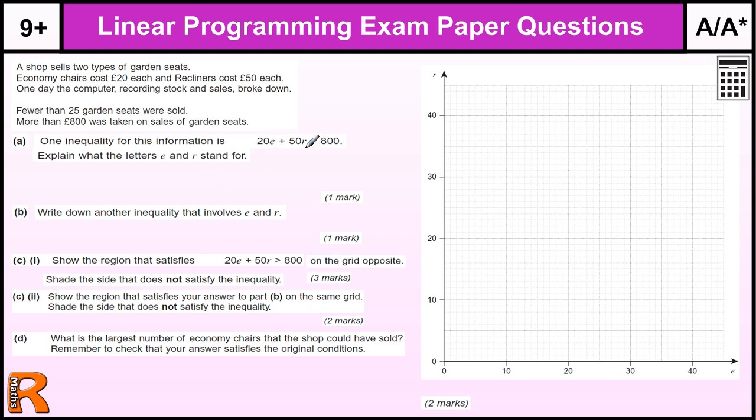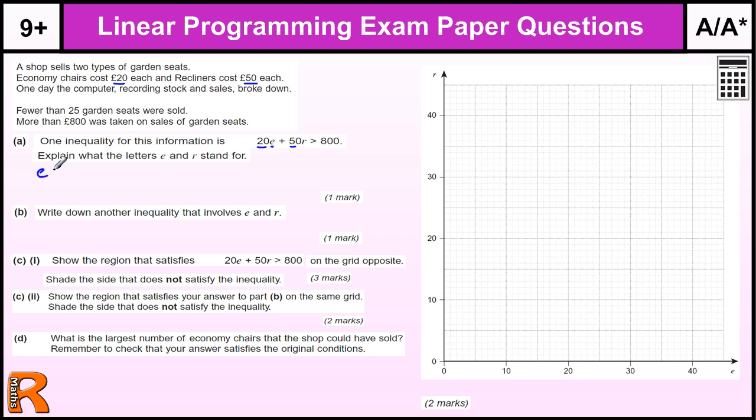So here we're given an inequality: 20E + 50R > 800. What do E and R stand for? Well, the 20 is the cost of each chair and 50 is the cost of each recliner. So more than £800 was taken, so the total cost of the economy chairs and the total cost of the recliners added together has to be more than £800. So E is going to be how many of those £20.